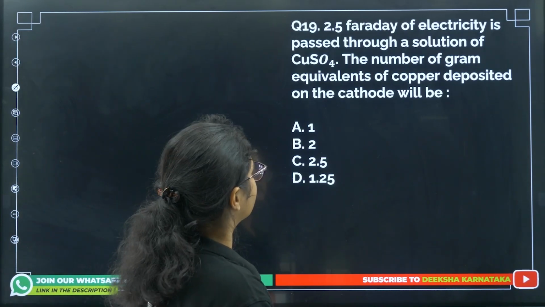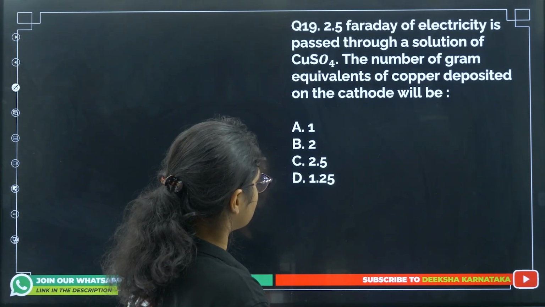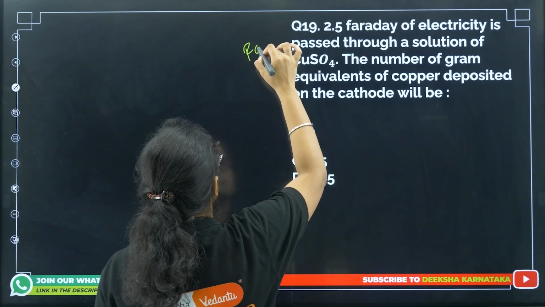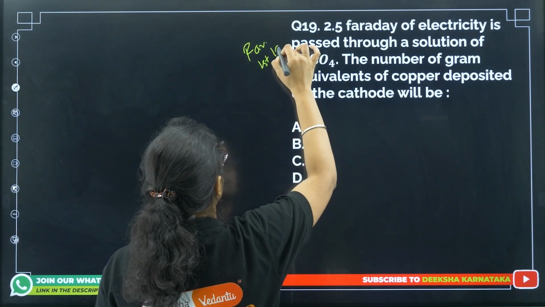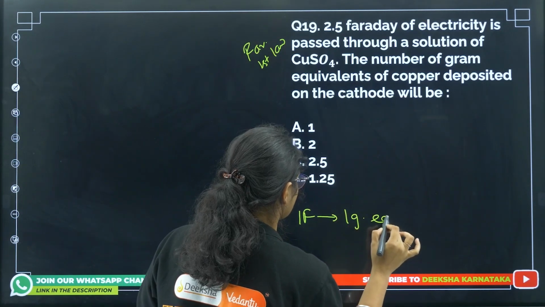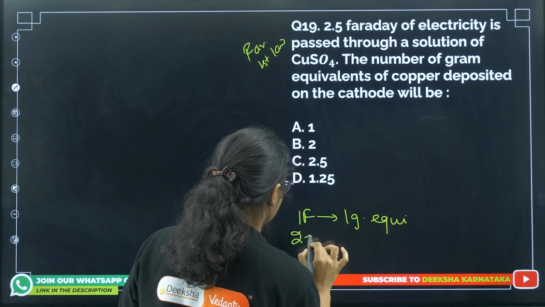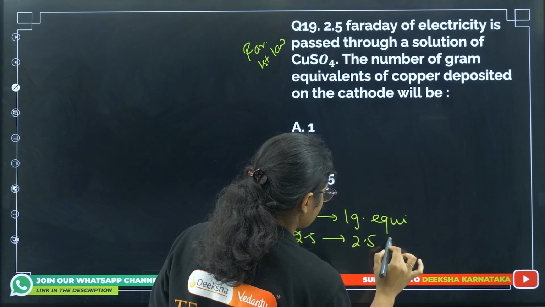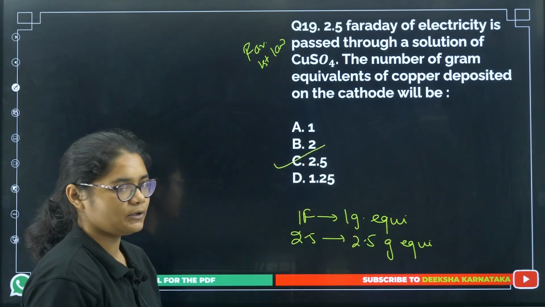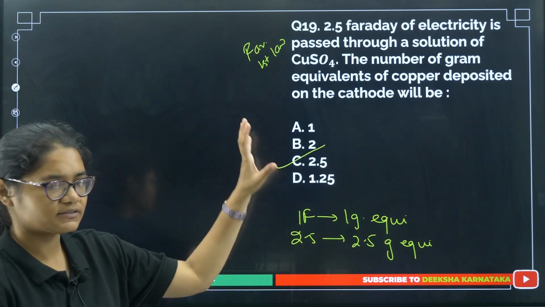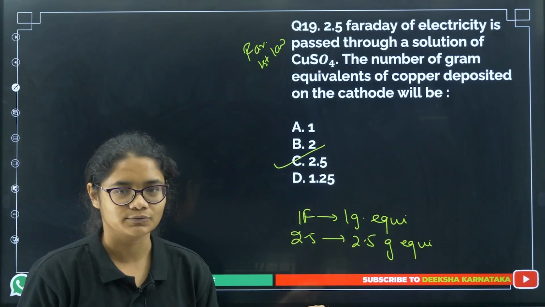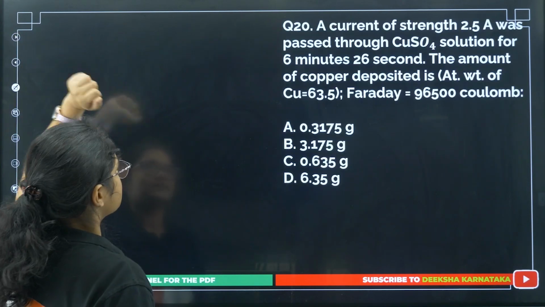Now coming to question number 19. 2.5 Faraday of electricity is passed through a solution of copper sulfate, the number of gram equivalents of copper deposited. So this is a question from Faraday's first law, right? Just now I told you that 1 Faraday deposits 1 gram equivalent, so 2.5 Faraday will deposit 2.5 gram equivalent. Very simple. The correct answer for this question will be option C. You can use the first law formulas and still solve it, but this will take you just 10 seconds to answer this question.